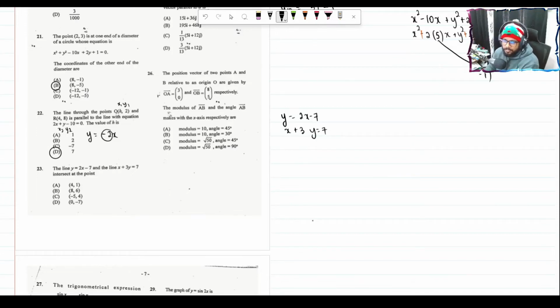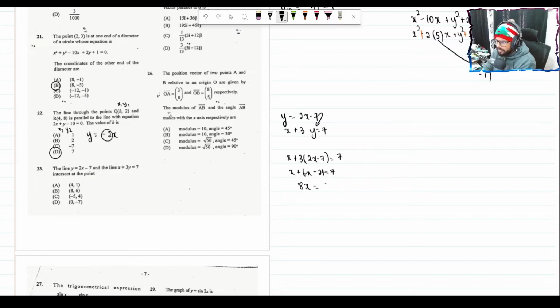Yeah, you could trial and error, but as AdMath students, I should be able to solve this pretty straightforward, right? I realize all my x coordinates here are different. All my y coordinates are different as well. So if I could get one of the x values or one of the y values, I get my answer already. Substitute this into this. I'll get x plus 3 into 2x take away 7 is equal to 7. X plus 6x take away 21 is 7.